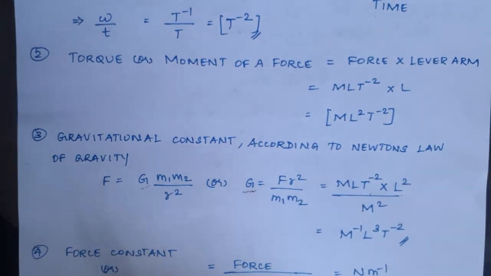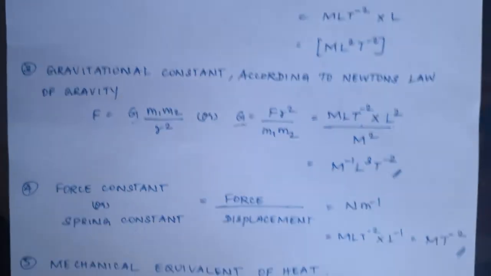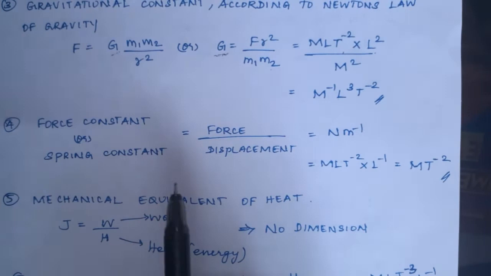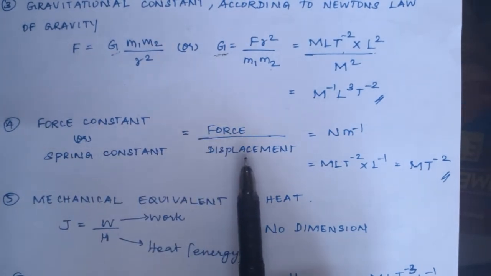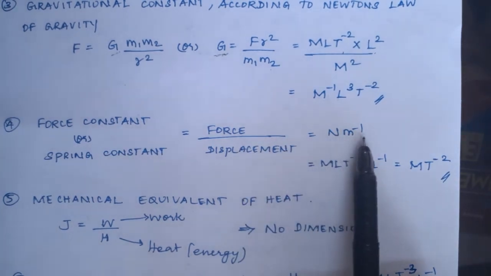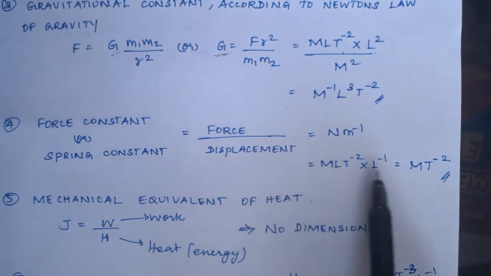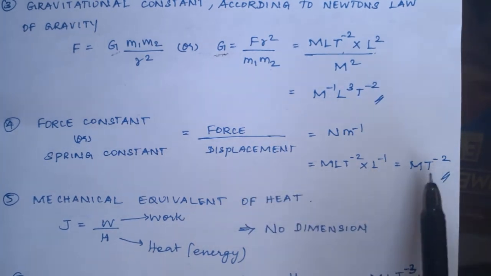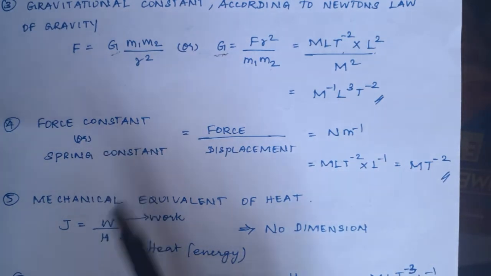Then go for another constant, which is force constant. Force constant, also known as spring constant, is force by displacement. The unit is Newton per meter. Dimension is concerned, M L T power minus 2, and again displacement is in the denominator, L power minus 1. So, M T power minus 2, L and L get cancelled. M T power minus 2 is the dimensional formula for force constant or spring constant.